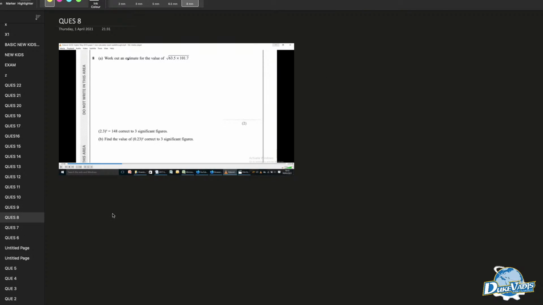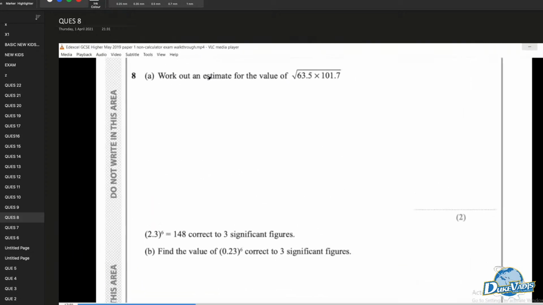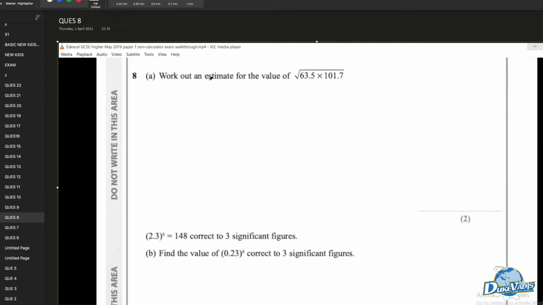Okay, question number 8. Let me read the question here. Question number 8. We have been given a very quick one. If you have mastered this, it will not take you a lot of time, so that you have enough time to continue. The first question says work out an estimate for the value of the square root of 63.5 times 101.7. You see, we're asked to work out the estimate.